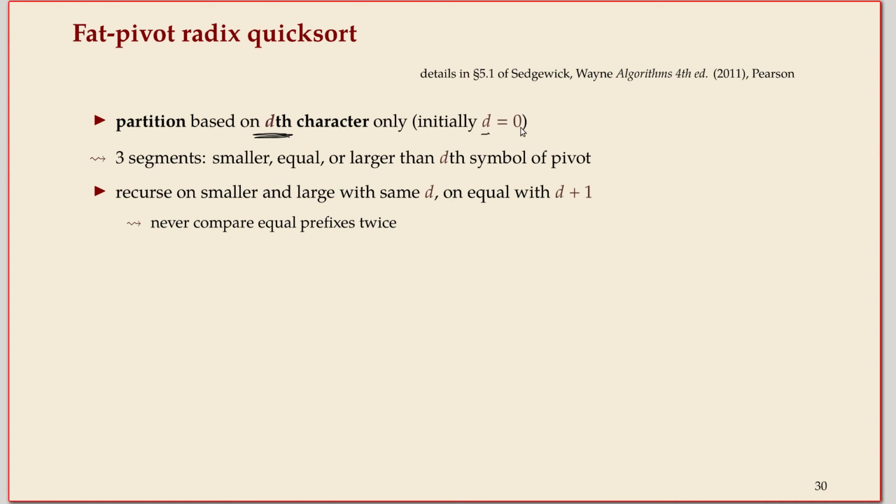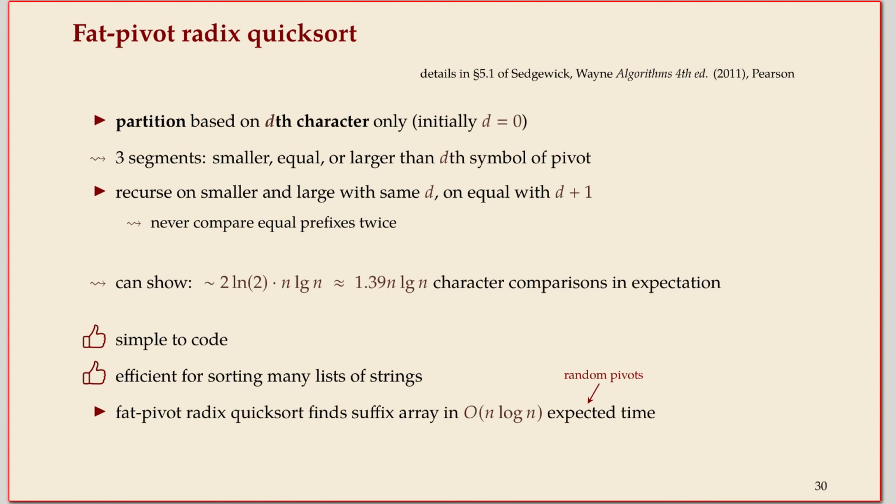Initially, it's the first one, so we start with d equals 0. And then we create these 3 segments. On the first and third segment, we continue with the same d, but for the fat pivot partition, we continue with d plus 1. And by doing that, we make sure that we never compare these equal prefixes twice. That's the way how this method saves a lot of comparisons. And then in the book, again, it's shown precisely what the performance of this method is.